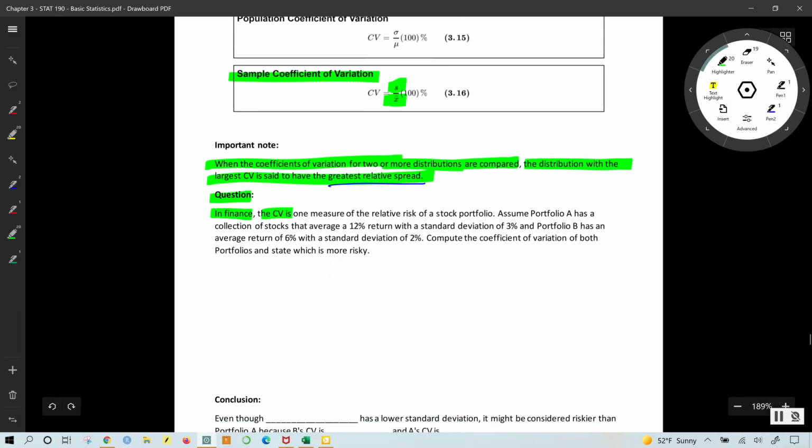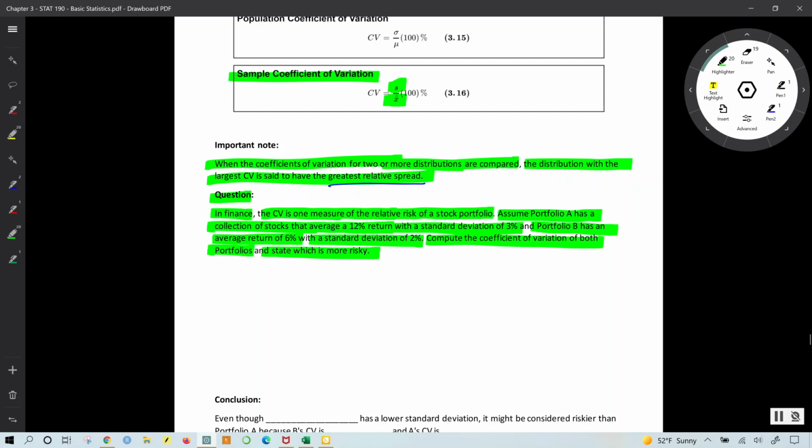In finance, the coefficient of variation is one measure of the relative risk of a stock portfolio. Assume portfolio A has a collection of stocks that average a 12% return with a standard deviation of 3%, and portfolio B has an average return of 6% with a standard deviation of 2%. Compute the coefficient of variation for both portfolios and state which is more risky. So, to begin, we're going to look at portfolio A, and we're going to look at portfolio B of investments.